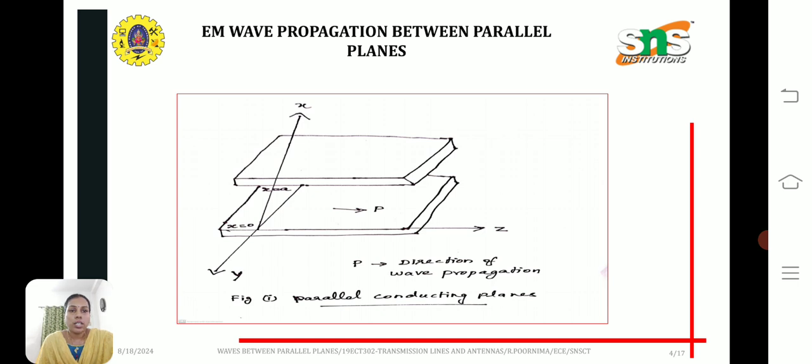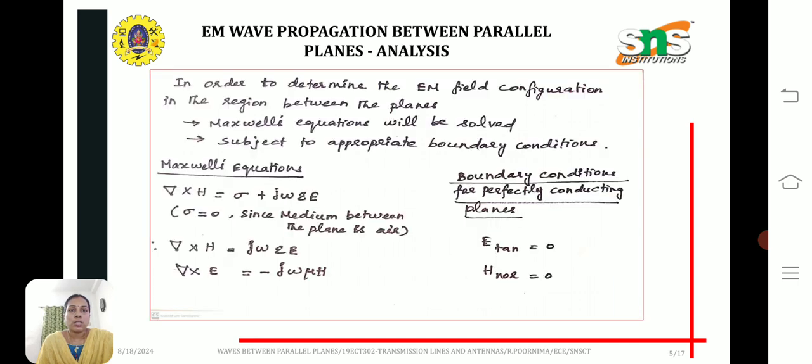Here the direction of wave propagation is along the Z direction, and the boundaries are taken as x equal to 0 and x equal to a, in the parallel conducting planes. So we are going to apply Maxwell's equations to determine the electromagnetic field configuration in the region between the planes. Subject to appropriate boundary conditions, Maxwell's equations are applied here.